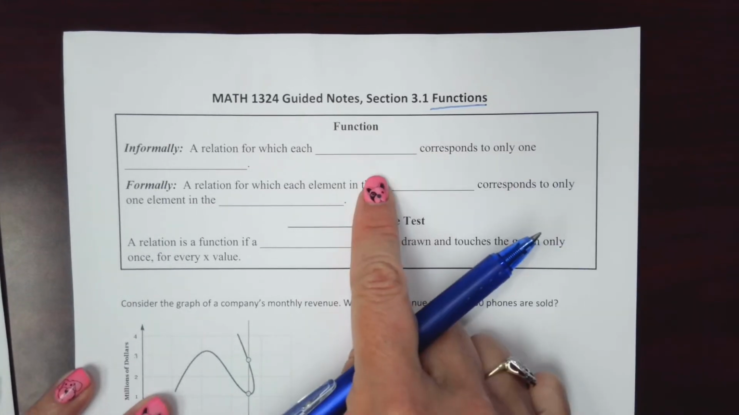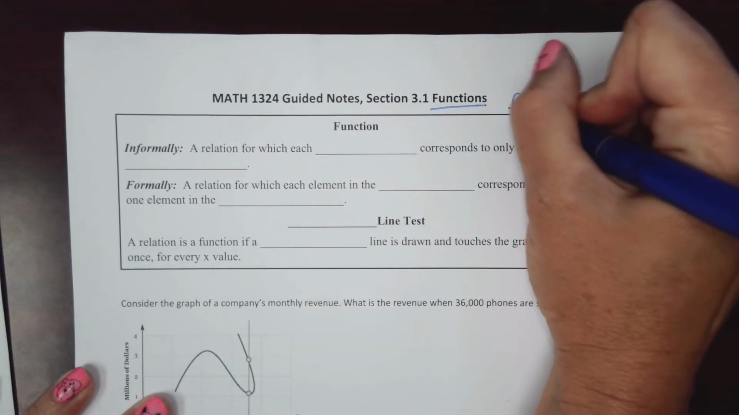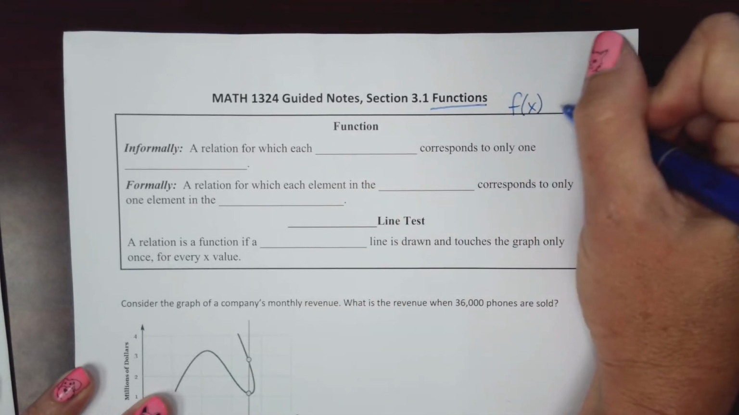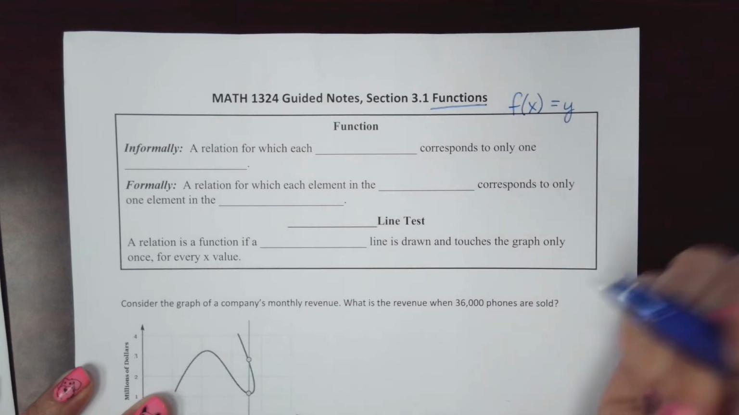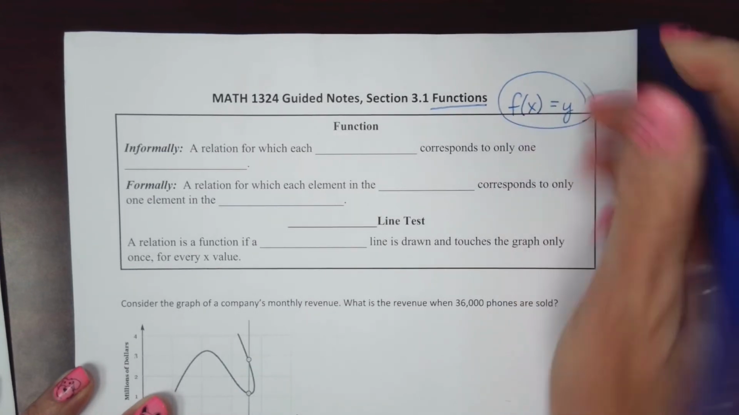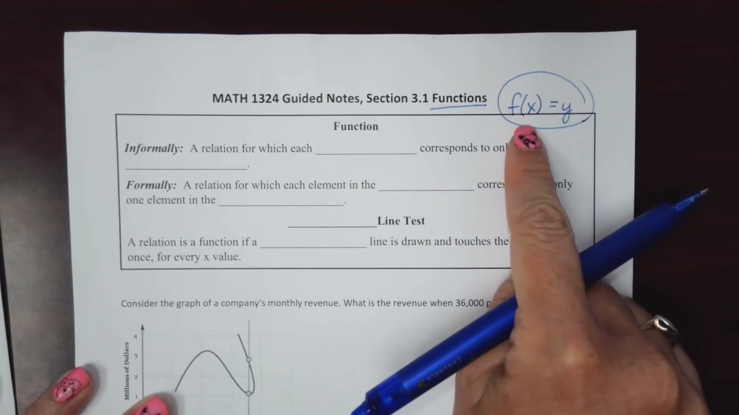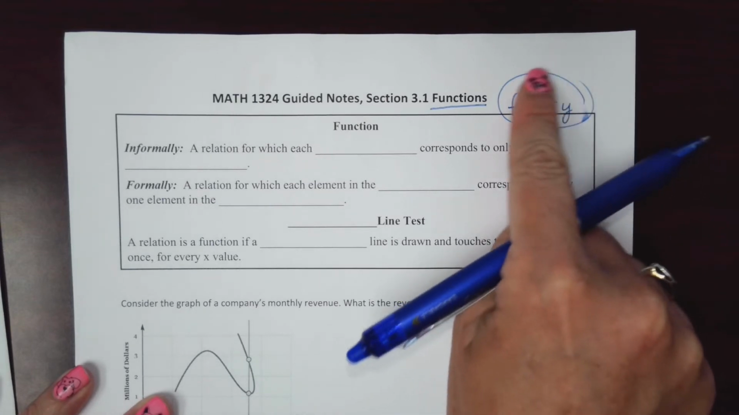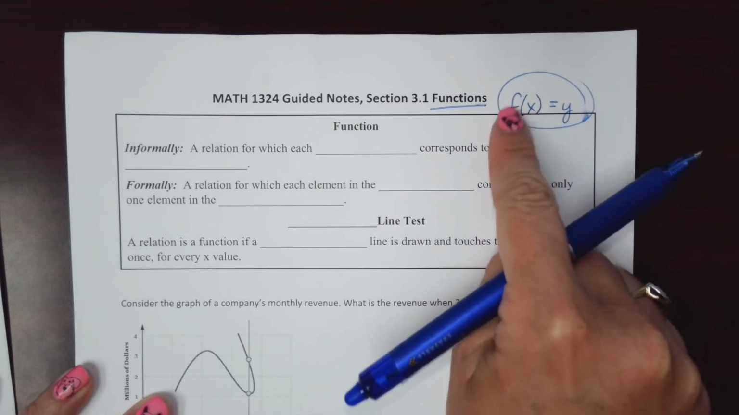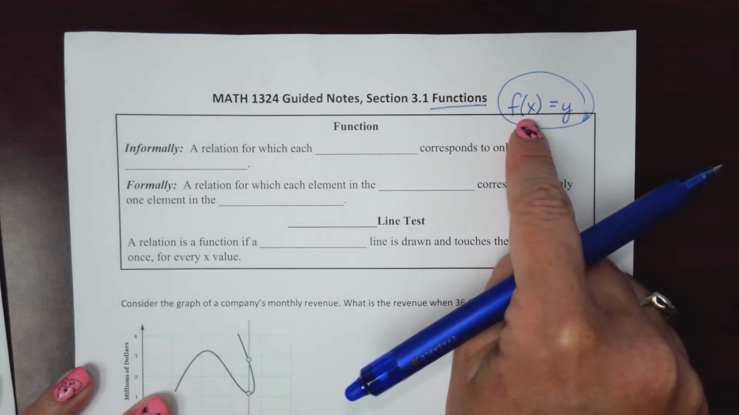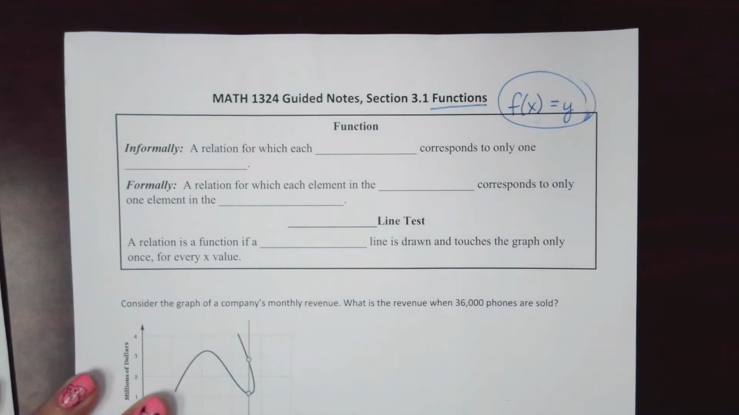The function notation is f is a function of x. That's the same thing as y. And we've already used this function notation at least once. We're replacing y with the idea that y is the value of the function at some x, some input.